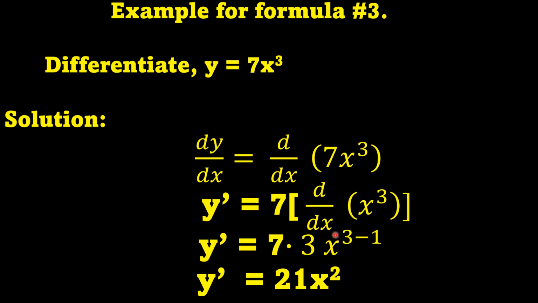To find the derivative of this, we write first 3 times the variable x, and then we raise it to a power or exponent 3 minus 1. So the exponent will just become 2. As a final answer, we multiply 7 times 3, which is 21, and then x raised to the second power. So our final answer is 21x squared as the derivative of the given function, 7x cubed. Okay? So, next.